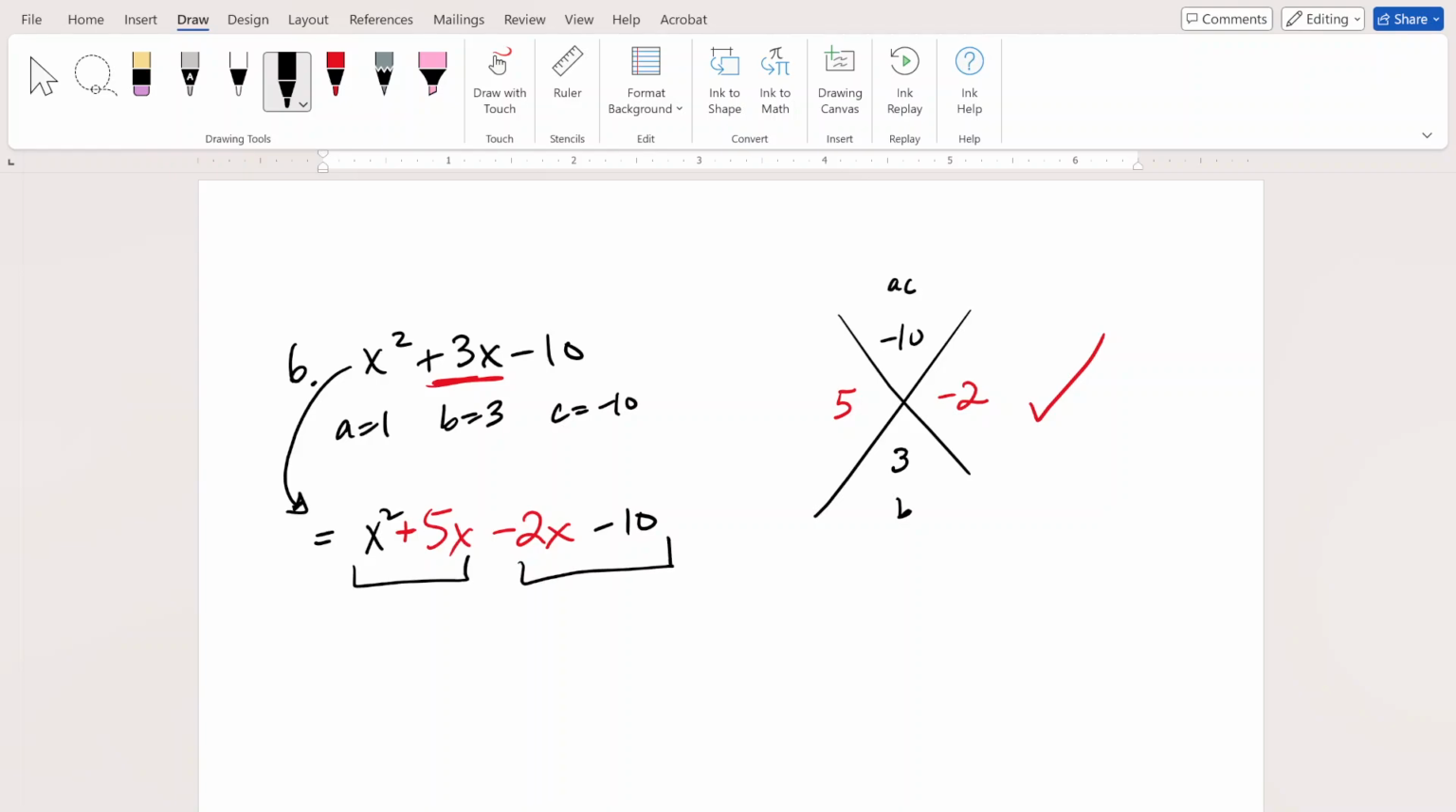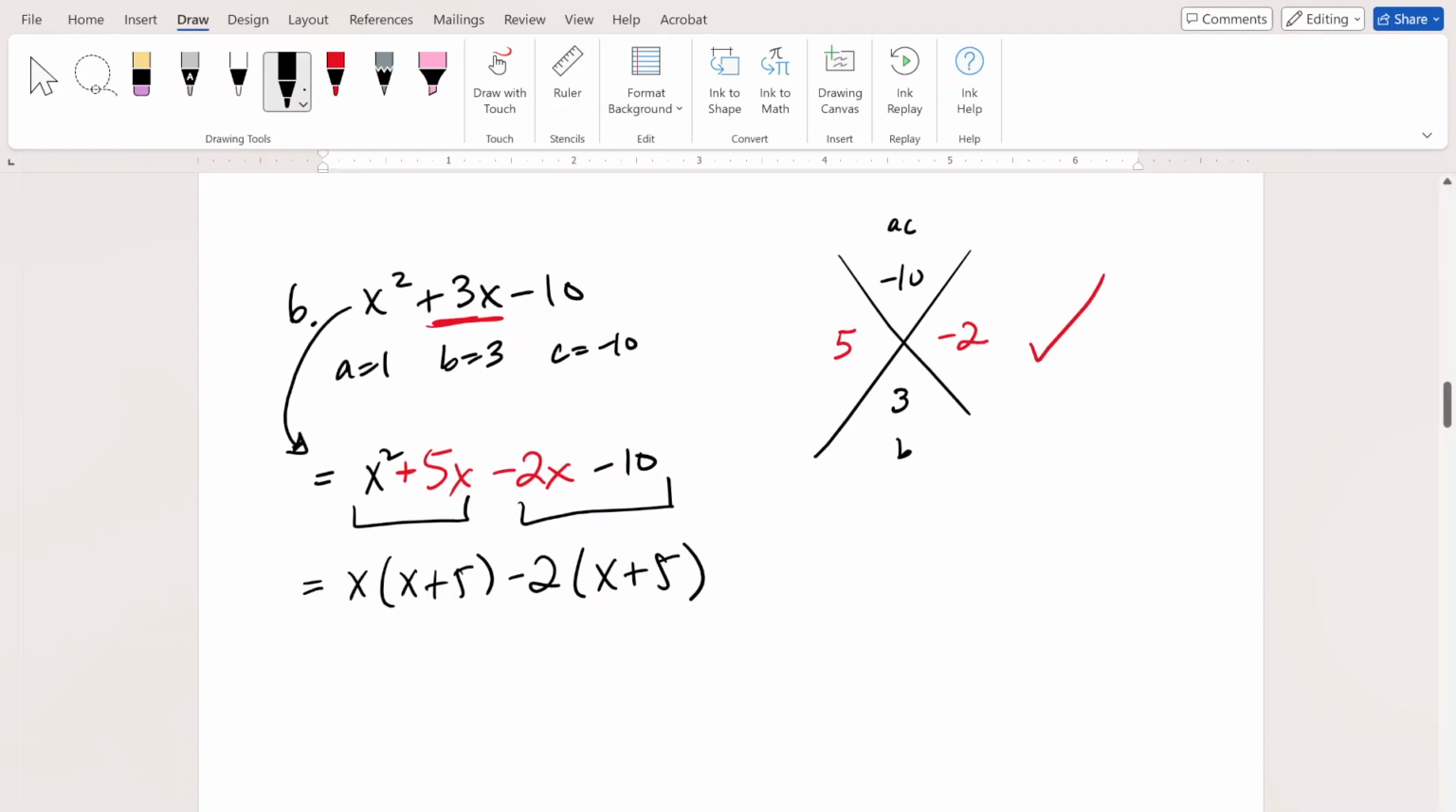Factor by grouping. Pull out an x from the first term, so leaving me with x plus 5. And then there's a negative sign, so I'm going to put minus 2x and 10. The GCF between those two is 2, leaving me with an x plus 5 inside it there. And you can see, using GCF, that between these two terms, x plus 5 is what they have in common, leaving you with an x minus 2 in this particular case.